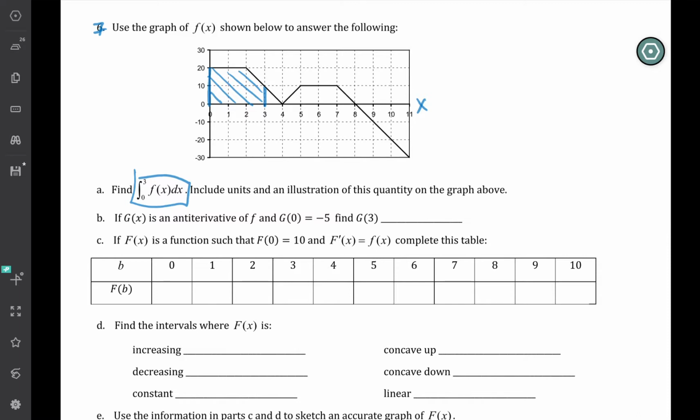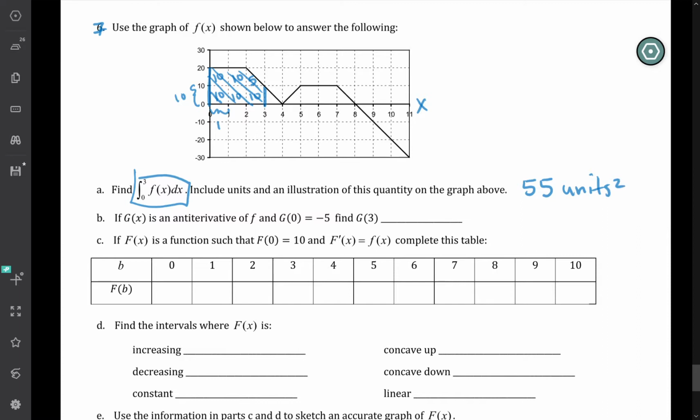And since it's piecewise linear, I would say we should just probably count boxes. Each box here is 10 by 1. So this is 10, 20, 30, 40, 55. So the area is 55. Include units in an illustration. So the illustration is what I showed, shaded. I didn't really give you units, but we could say this is units squared.